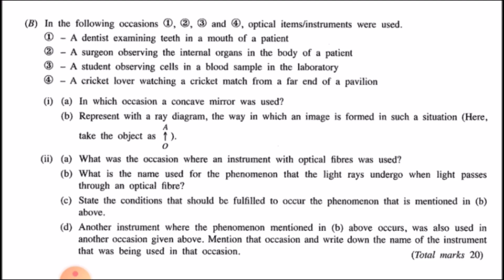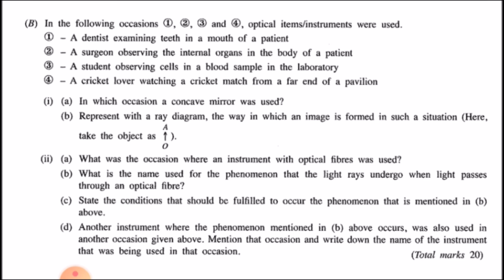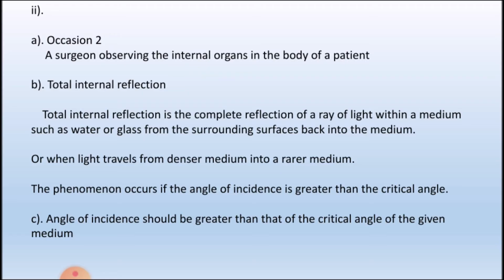Okay, question number 2, part 1. What was the occasion where the instrument optical fibers was used? The simple answer is a surgeon observing an internal organ in the body of a patient. Part B asks for the name of the phenomenon used: total internal reflection. Total internal reflection is the complete reflection of a ray of light within a medium such as water or glass from the surrounding surface back into the medium, when light travels from a denser medium to a rarer medium.